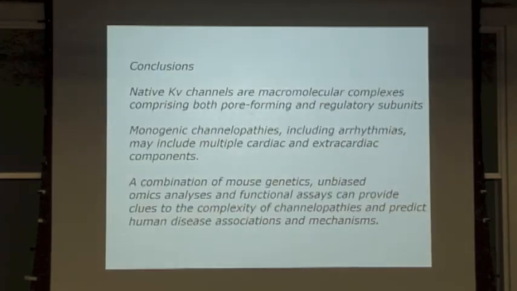Okay, so conclusions. KV channels are macromolecular complexes, with pore-forming and regulatory subunits. We think that monogenic channelopathies can incorporate both cardiac and non-cardiac components. And by using a combination of mouse genetics, unbiased omics analysis, and functional assays, we can at least get a hint about the potential complexity.